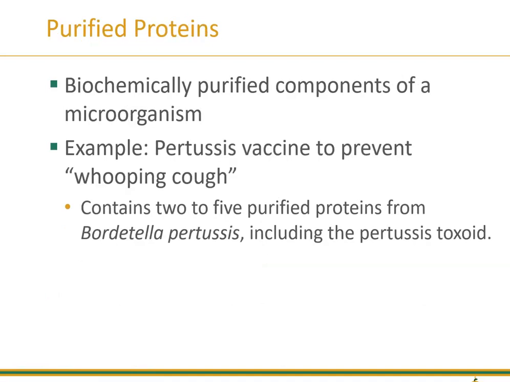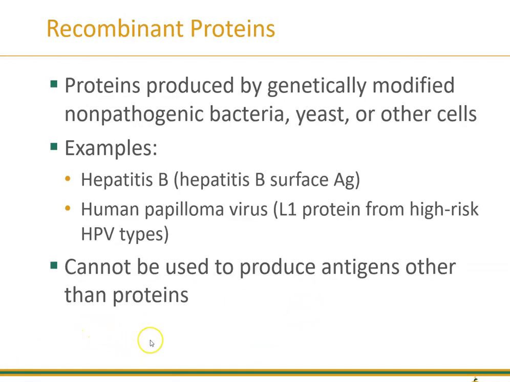Purified proteins are biochemical components of a microorganism. For instance, the whooping cough vaccination, the pertussis vaccination, actually has multiple purified proteins from Bordetella. The recombinant proteins are usually genetically modified. They're usually produced using non-pathogenic bacteria, yeast, or other types of cells.